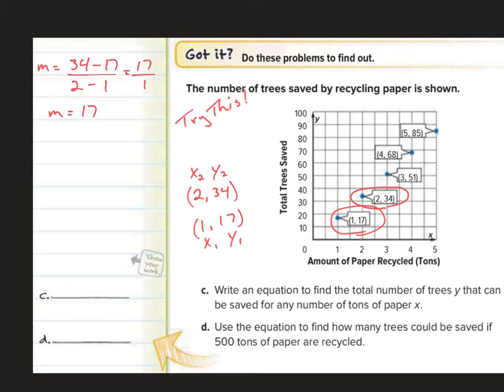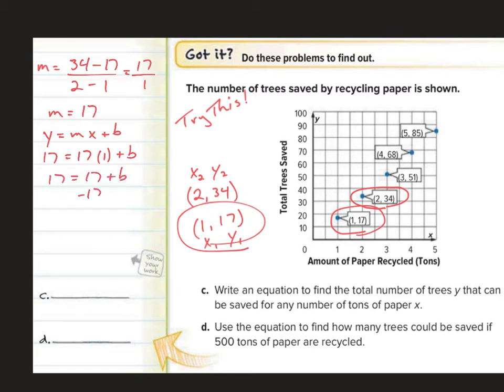Next, I have to find my y-intercept, so I can use the slope and any 2 coordinates to figure out my y-intercept. So I'm going to use y equals mx plus b. I'm going to plug in my slope and a set of coordinates, and I'm just going to use this one, 1 and 17. So I'm going to put in 17 for y equals 17, which is the slope, times 1, which is x, plus b. I get 17 equals 17 plus b.